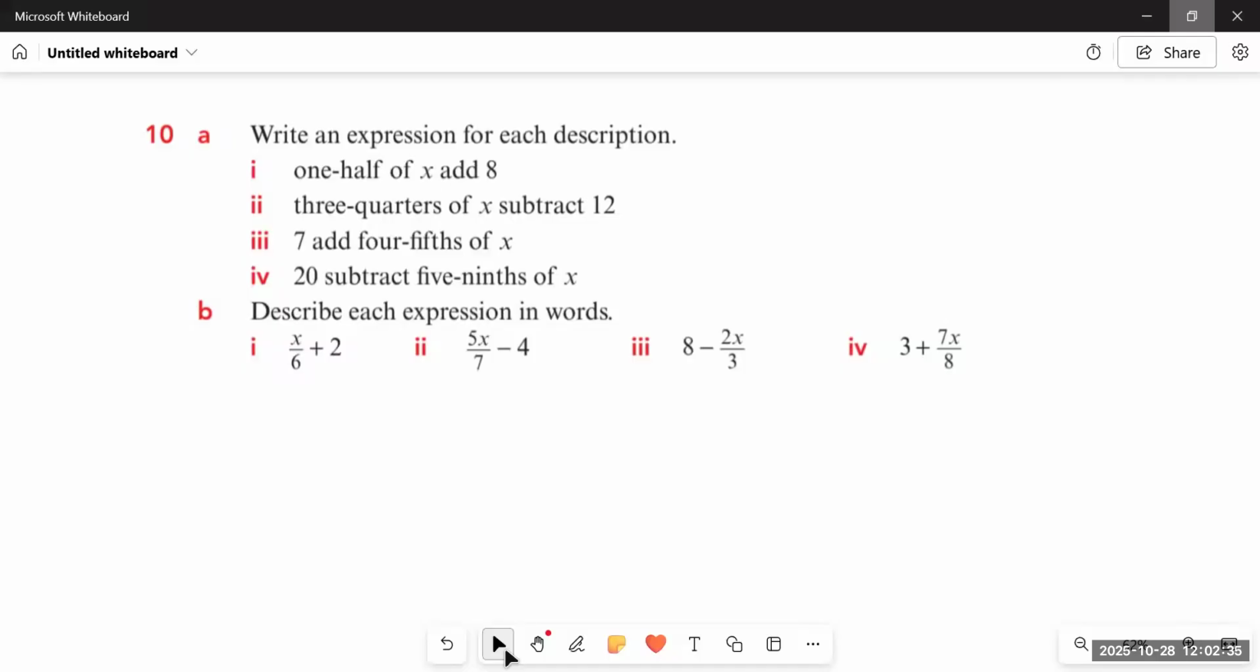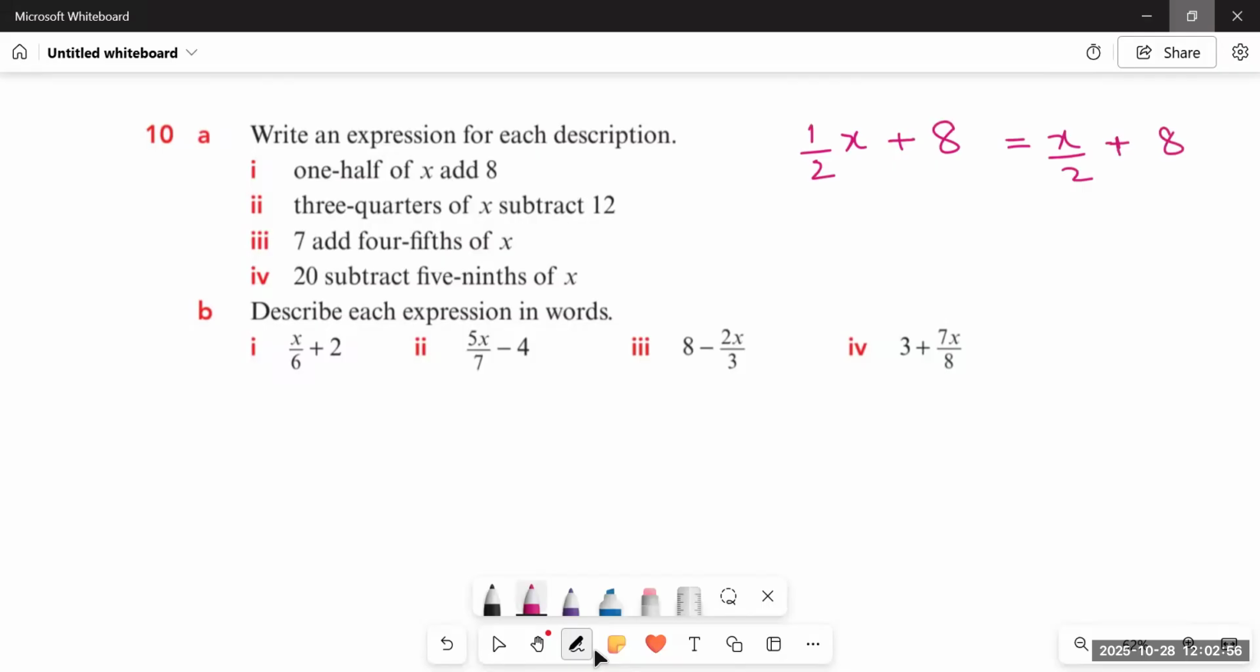Now the next question says, write an expression for each description. 1/2 of x add 8. 1/2 means 1 over 2, so 1 over 2 x plus 8. It could be x over 2 plus 8 as well. Both are the same. x upon 2 plus 8.